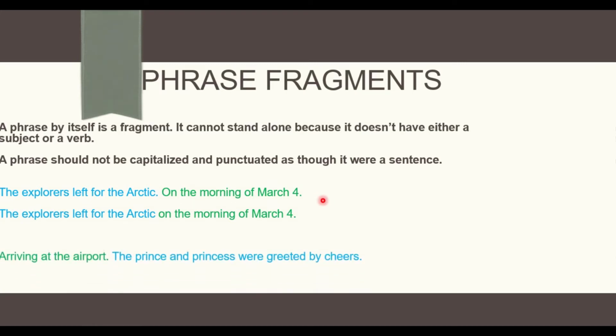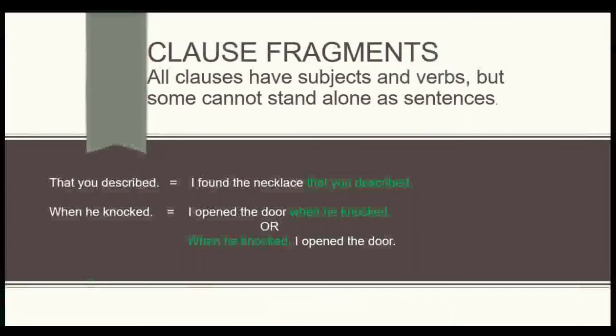Or we can have: arriving at the airport, period, the prince and princess were greeted by cheers. So this period here is unnecessary. Obviously, after the period we need capitalization, but when we make it correctly, we don't need capital letters. So we can say, arriving at the airport, the prince and the princess were greeted by cheers. So this is the second part, with phrase fragments.